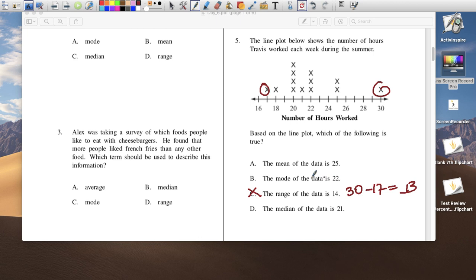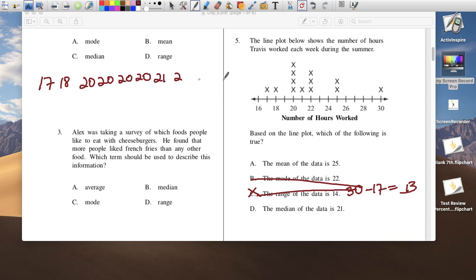And the mode is 22? The one that shows up the most is 22. Well, no, because there are only 3 values, so the mode is also not it. So this is garbage. And the mean is 21, the median. So now I guess we can line them up, right? So let me write 17. Actually, why am I doing that?